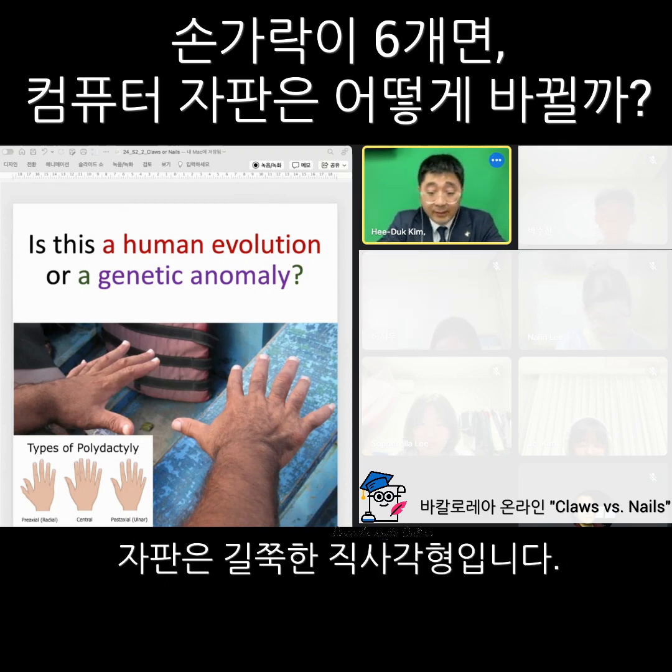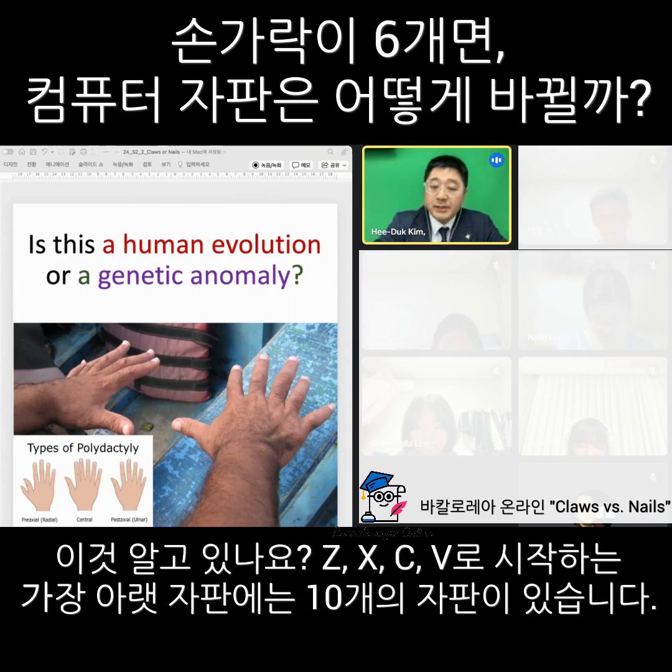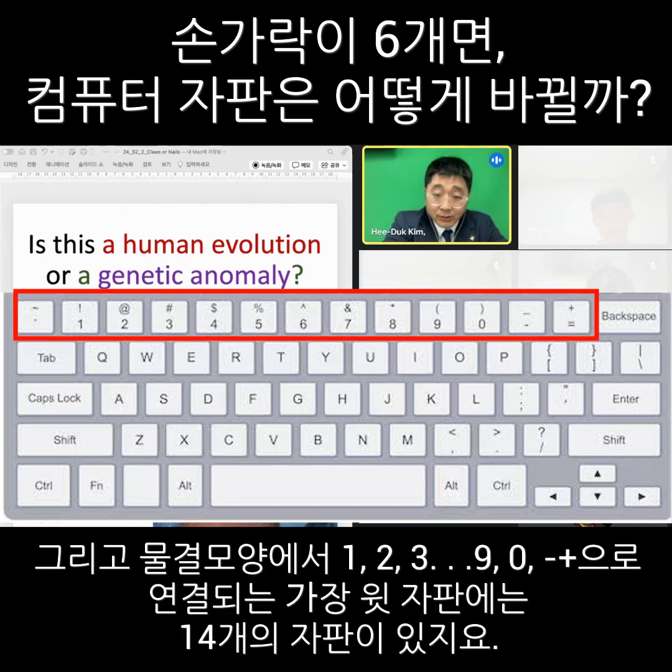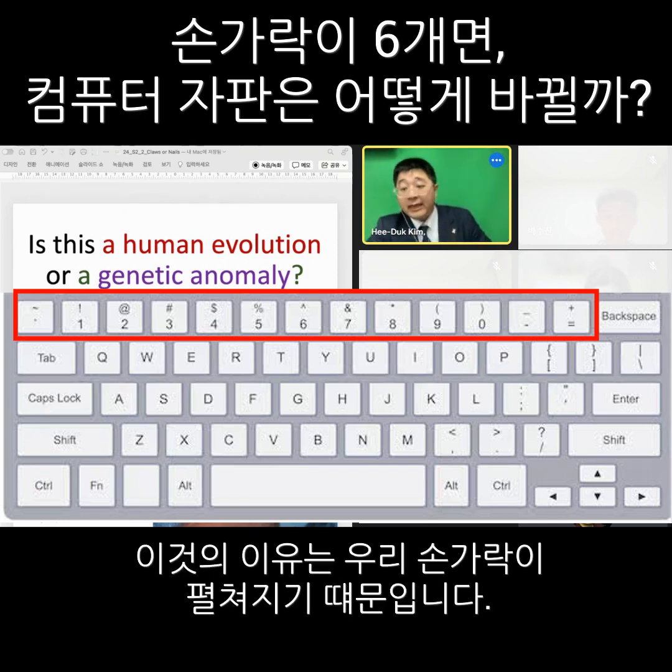So you see your keyboard is already in a rectangular shape. Did you know this? The bottom row that starts with DXCV, that row has 10 keys. And then the top number keys that start with the tilde sign and go 1, 2, 3, 4, 5, 0, minus, plus, and backspace. That row has 14 keys. And that's because our fingers spread, right?